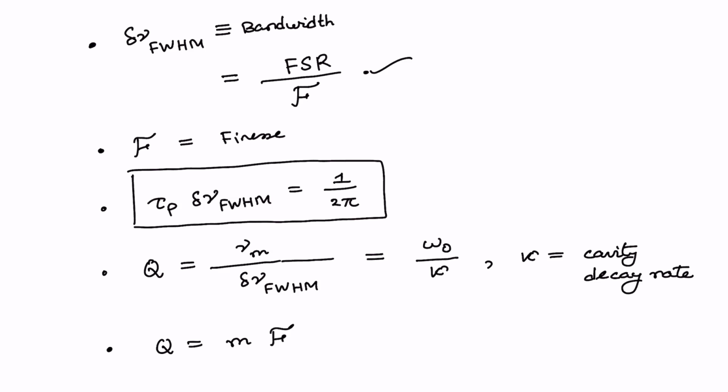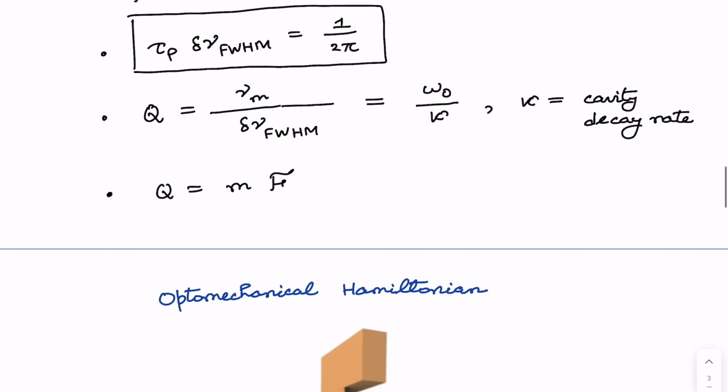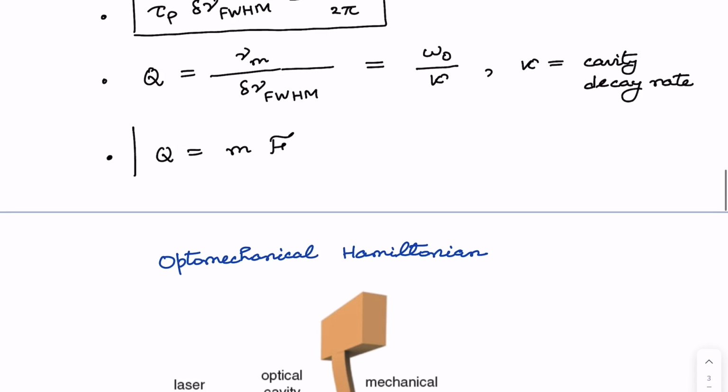We also discussed the quality factor of a cavity. The quality factor of a Fabry-Perot cavity is given as the ratio of the resonance frequency to the bandwidth, delta nu FWHM. For a typical Fabry-Perot cavity, you can write it as the resonance frequency divided by kappa, which is the cavity decay rate. This quality factor is also related to finesse by this expression. It is basically an integral multiple: the quality factor is an integral multiple of finesse.